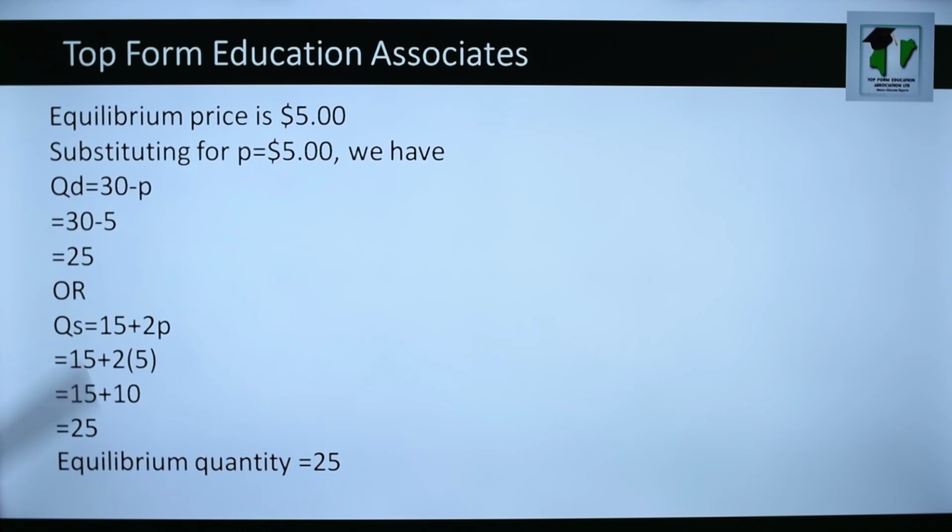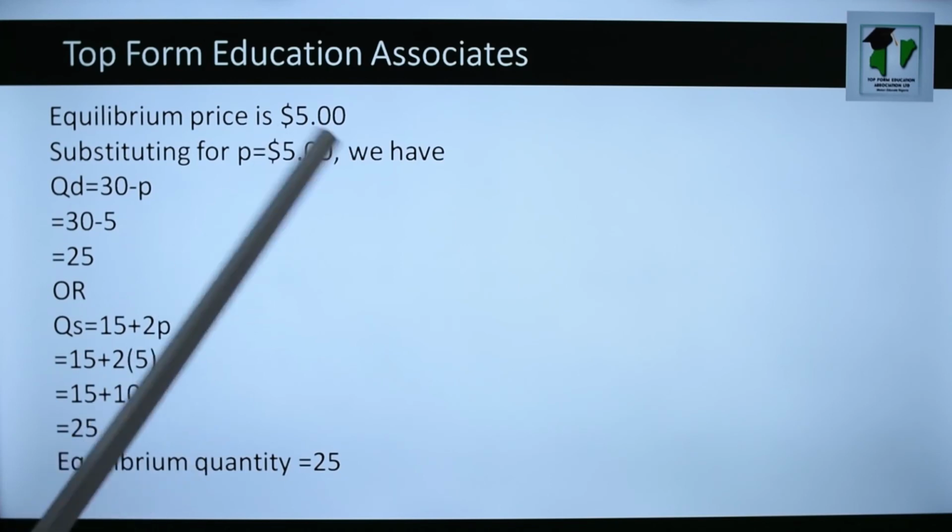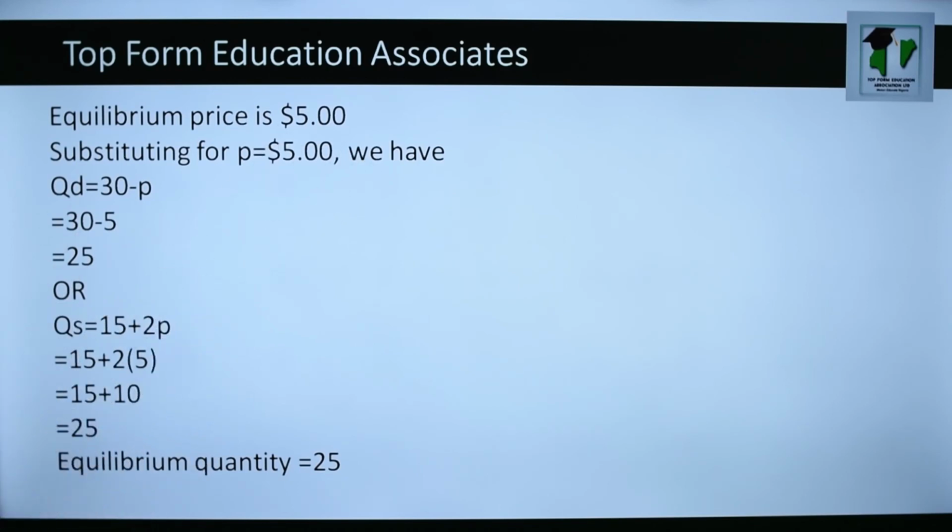So let's do that. Substituting for P, which is equal to $5, using the quantity demanded function, we have QD is equal to 30 minus P. Our P is 5, so 30 minus 5 will give us 25. Or you substitute into the supply function, where we have 15 plus 2P, while P is equal to 5. So we bring down 15 plus 2 times 5, which is 10, and 10 plus 15 will give you 25.